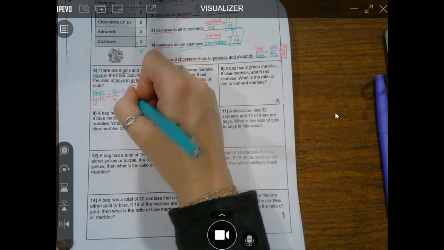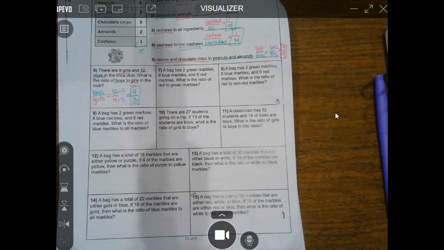If you said 4 over 3, you are correct. Okay, next one. Remember, you're always welcome to pause the video, try it yourself, and then unpause it and check to see how you did. This says a bag has 2 green marbles, 8 blue marbles, and 6 red marbles.